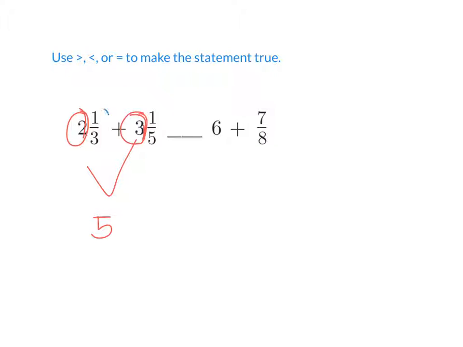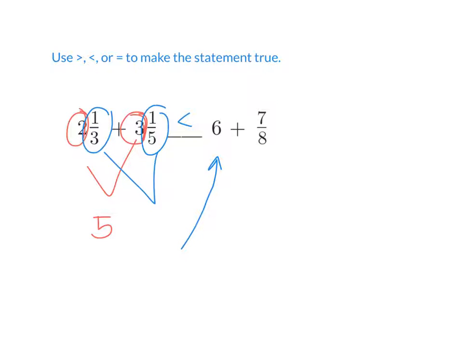And then our fraction part, 1/3 plus 1/5. In order to make this side bigger, it's going to have to be more than 1, right? Because it has to make our 5 into a 6 plus 7/8. So in order to make the left side bigger than the right side, 1/3 plus 1/5 would have to be greater than 1 and 7/8. Is 1/3 plus 1/5 going to be greater than 1 and 7/8? So which side is going to be bigger? 6 plus 7/8. Very good.